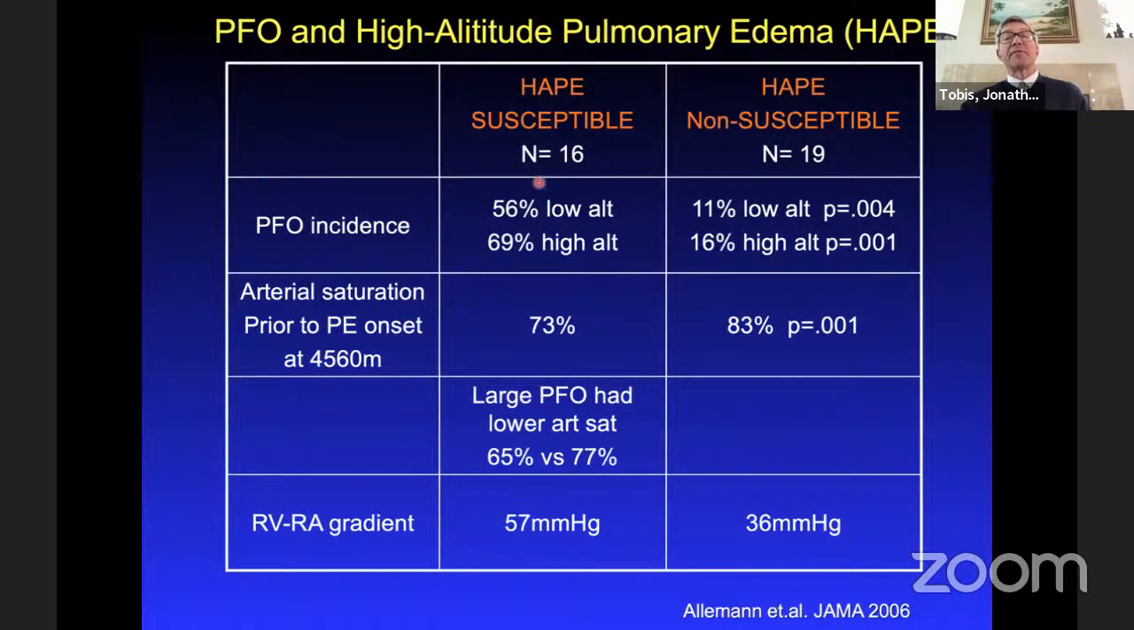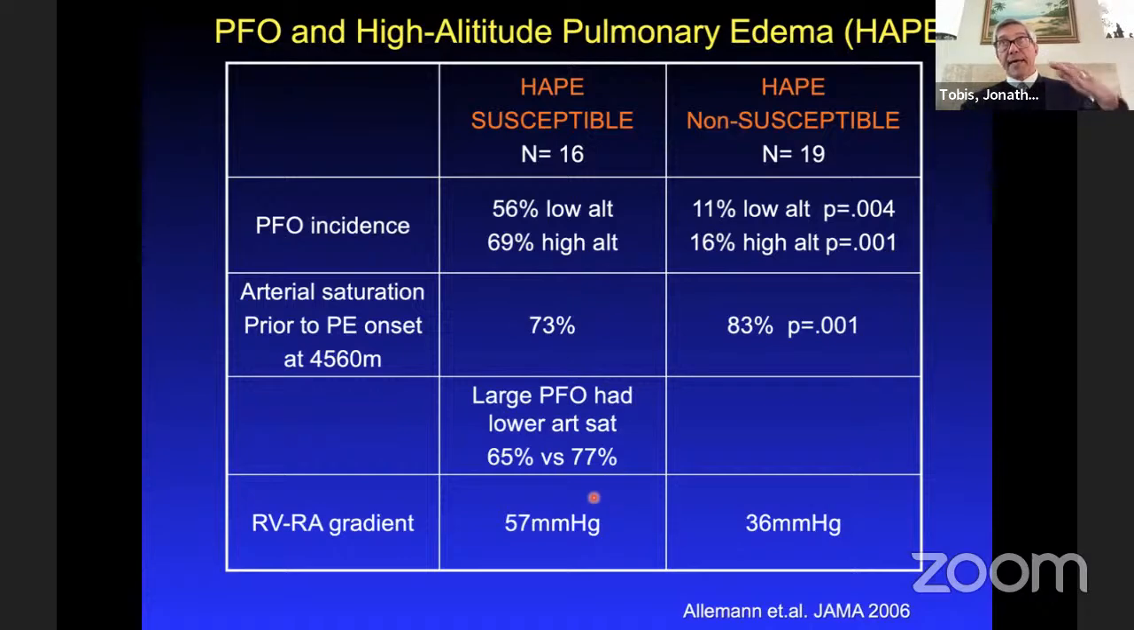So first of all, background information. There was a study in 2006 from Europe. They have these elegant facilities up in the Alps, and they took experienced professional mountain climbers who had high altitude pulmonary edema and 19 who never had high altitude pulmonary edema. They looked for PFO incidence. 70% of these people had a PFO. 16% of these people had a PFO. The oxygen saturation was lower in the group who had a history of HAPE, and pulmonary artery pressure was higher.